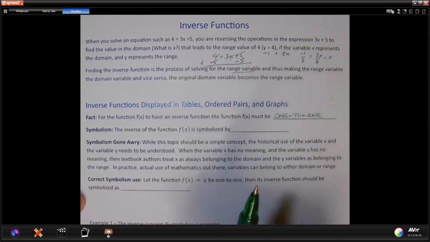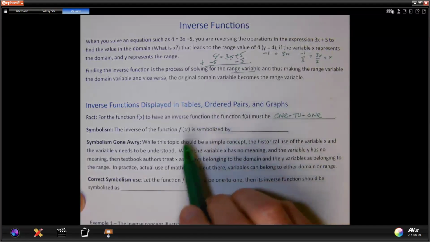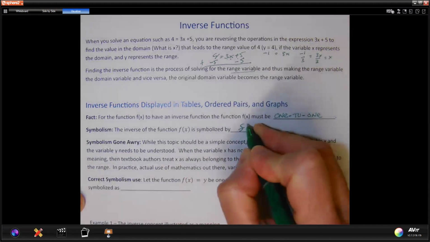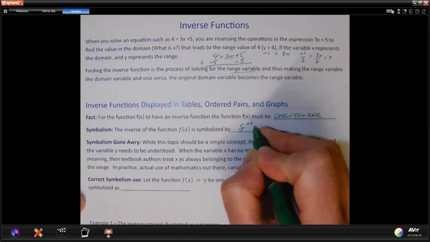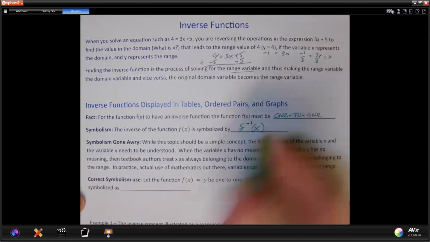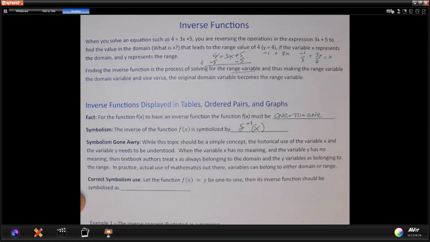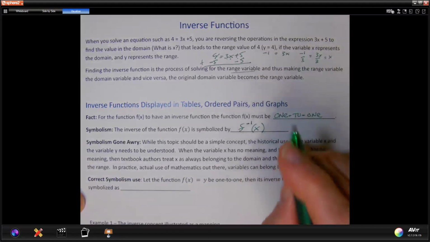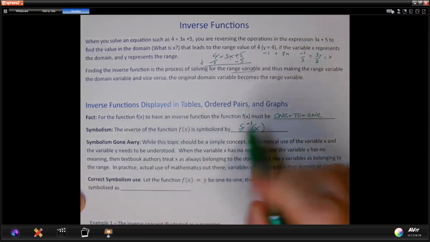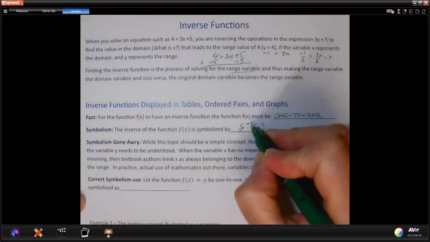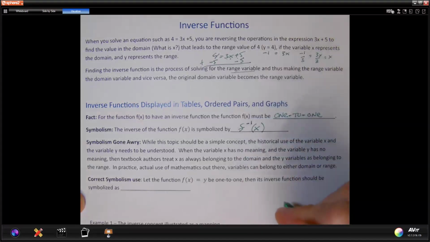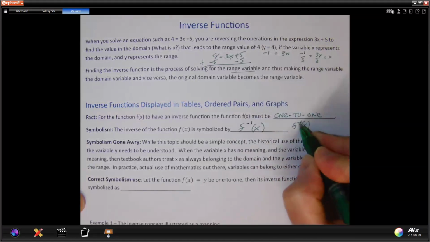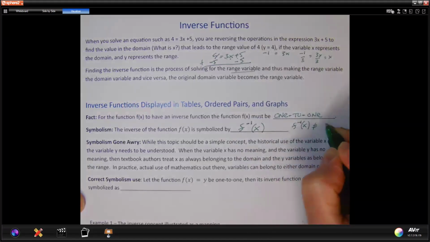Now, the symbolism. The inverse of the function f of x is symbolized by the following. We write the f, then there's negative 1, and we write x, like so. Now I particularly do not care for putting this variable x here, as you'll see why in a bit. But that's the symbolism. And so this negative 1 power, f inverse of x, because this means inverse, does not mean the following.